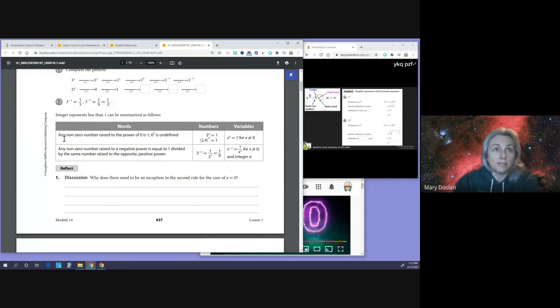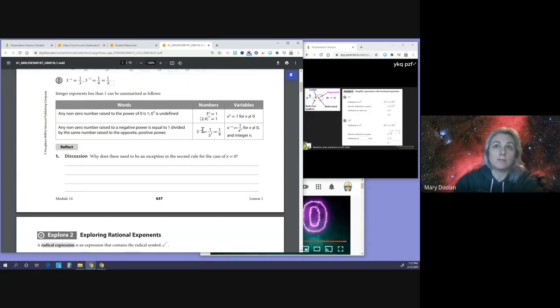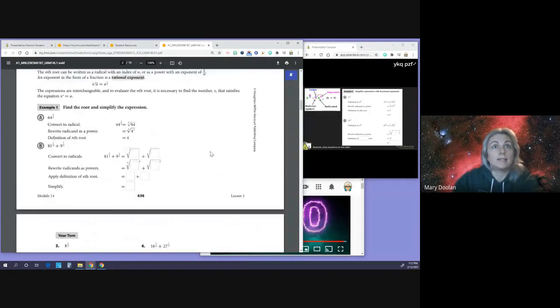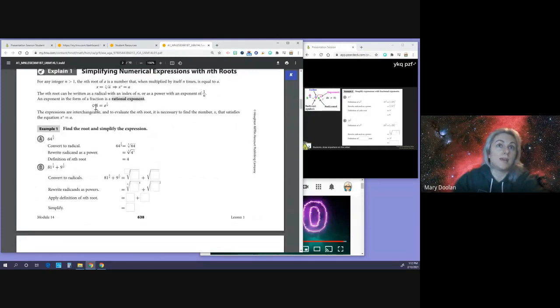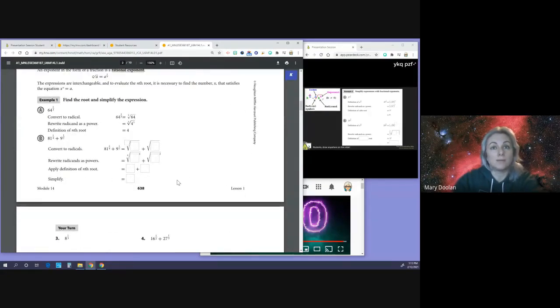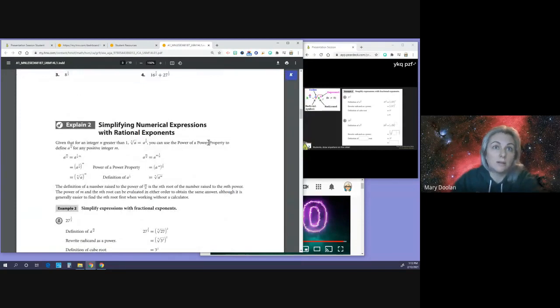We covered this on Tuesday, that anything raised to the 0 power is 1, except 0 to the 0 power is undefined. When you raise something to a negative power, you change it into 1 over that power where the exponent then becomes positive, the opposite sign. We looked at this rule: the nth root of a is equal to a to the 1 over n. That's what we've practiced with so far. These are the same problems that we did in the Pear Deck, just right out of the text.